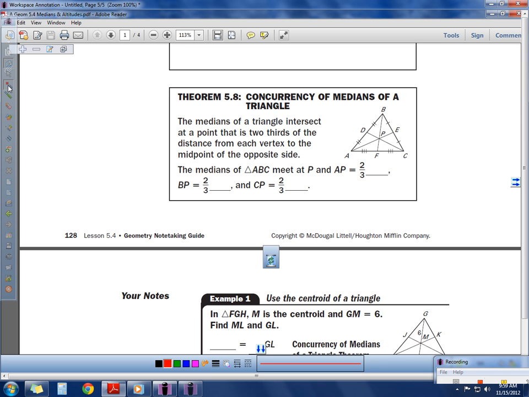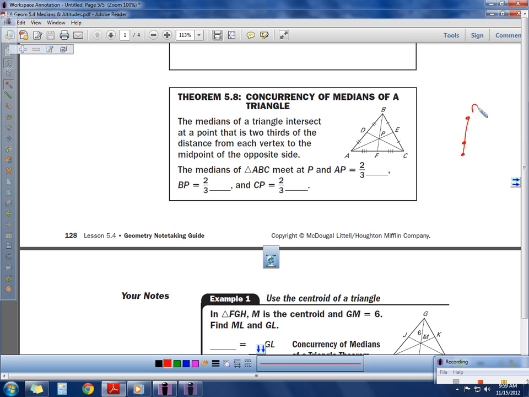The first thing we should do is focus on one median. So what I'm going to do is I'm just going to focus on the median from B down to F. BF is a median, and it passes through P, and P is called the what? Centroid. I'm going to take that, and I'm going to duplicate this image out to the side. This is something that you should be able to do. You should be able to find it on a picture and make a duplicate image in the same orientation.